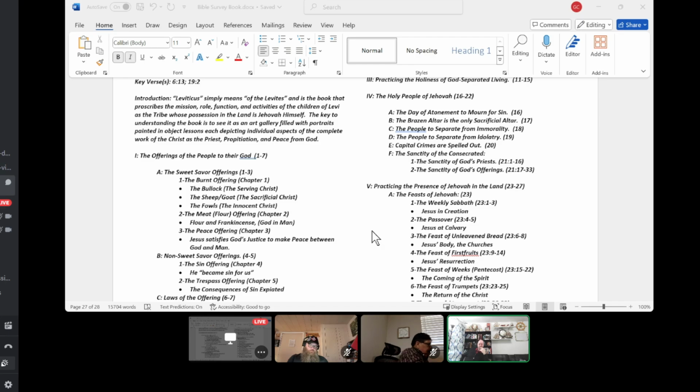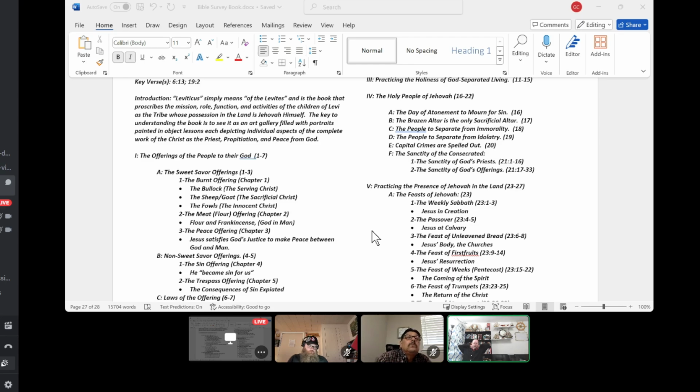The bullock represents Christ as the serving Christ, dying as the servant of man and the servant of God. The bullock, or the oxen, or any other animal that an Israelite might have really served one of two purposes. Either they were for food or they were beasts of burden.